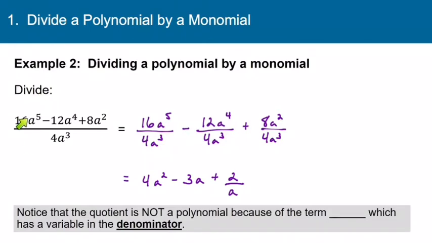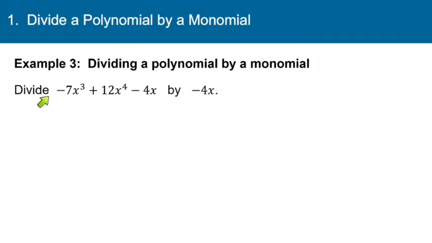Now, even though our problem started out as a polynomial divided by a monomial, notice that the quotient we got is not a polynomial because of this term, 2 over a, which has a variable in the denominator. So this answer that we got is not actually a polynomial itself.